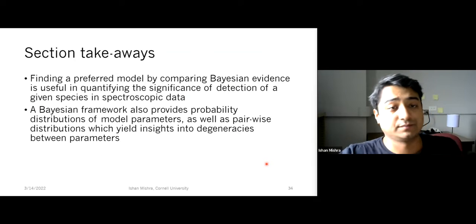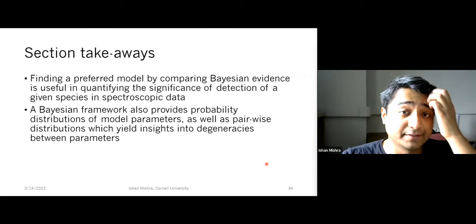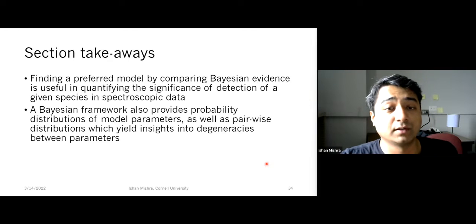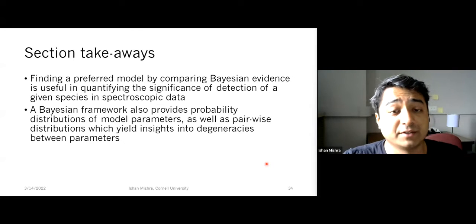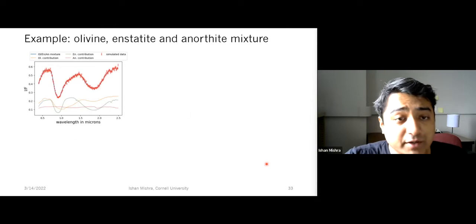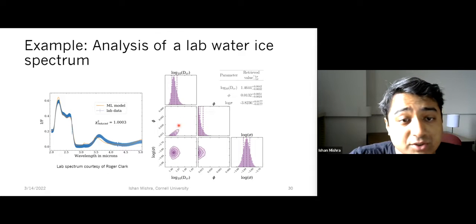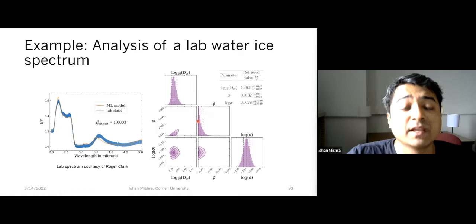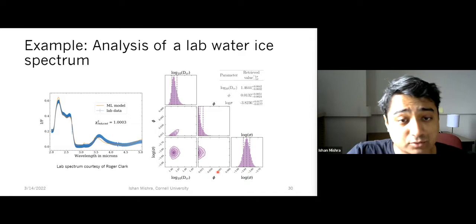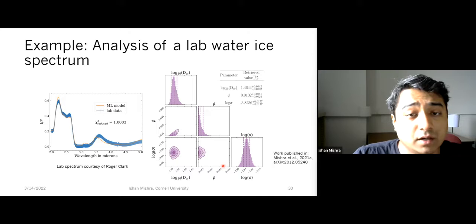Okay. So section takeaways are basically that finding a preferred model by comparing Bayesian evidence is useful in quantifying the significance of detection of a given species in spectroscopic data. And once you have your preferred model, you can also get probability distributions of the model parameters, as well as pairwise distributions, which yield insights into degeneracies between parameters. So I should have pointed out, in this example that I had shown, for example, here you can see that the porosity and the grain size are positively correlated, whereas these two parameters are not correlated. So those kinds of insight can also help you understand your model better.